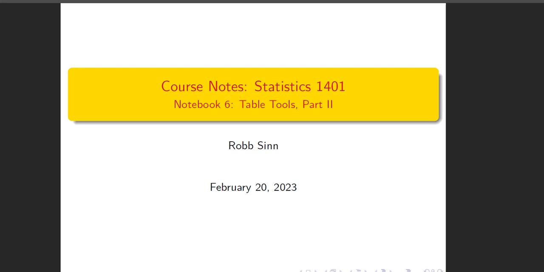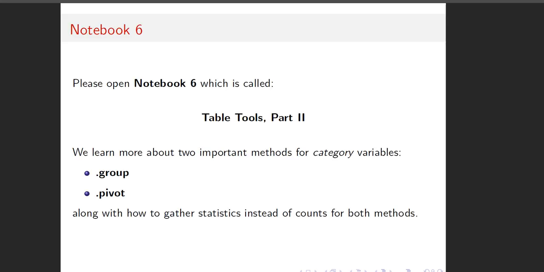Okay, everybody, we're going to talk about more table tools. And in this particular video, we're looking at Notebook 6. So go ahead and get that open and ready to follow along. And this notebook is primarily about the two methods, group and pivot, and we use them specifically for category variables.